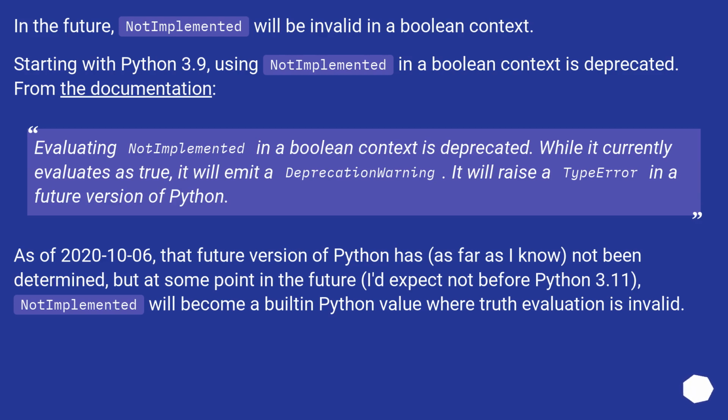As of October 6, 2020, that future version of Python has, as far as I know, not been determined, but at some point in the future, I'd expect not before Python 3.11, NotImplemented will become a built-in Python value where truth evaluation is invalid.